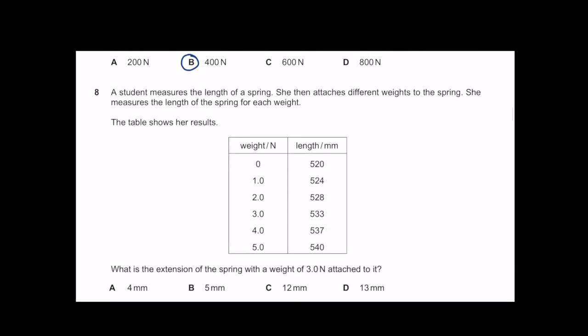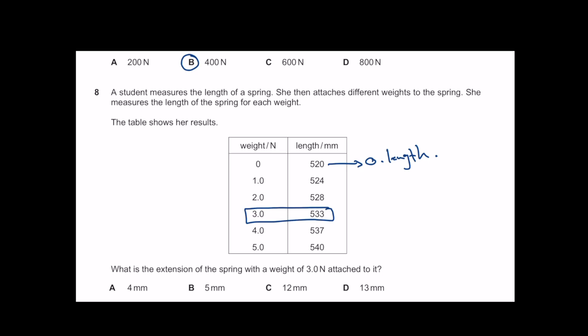In question 8, a student measures the length of a spring. She then attached different weights to the spring. She measures the length of the spring for each weight. The table shows her results. So this is the original length. And when I add 1 Newton, the length increased a little, and so on for the rest of the weights. So what's the extension of the spring with a weight of 3 Newton? That's easy. Go directly to 3.